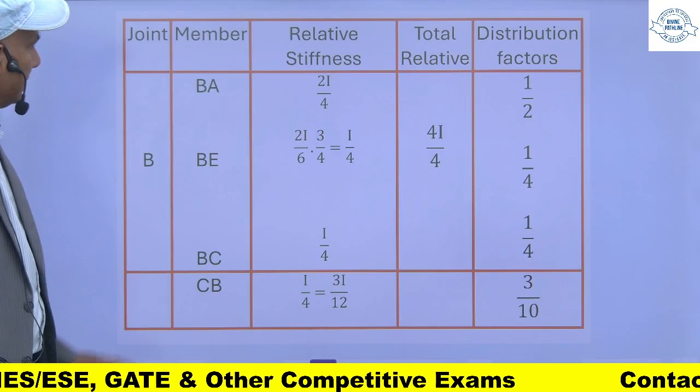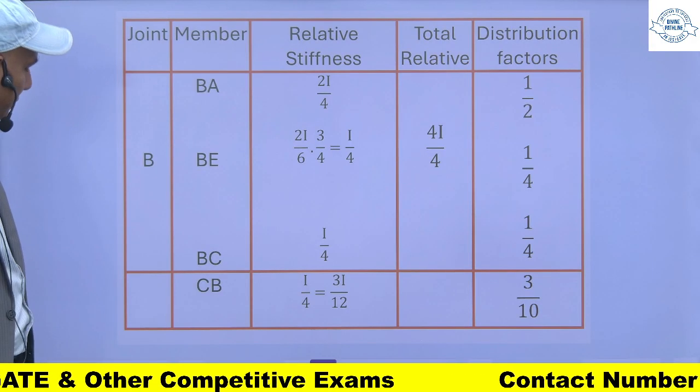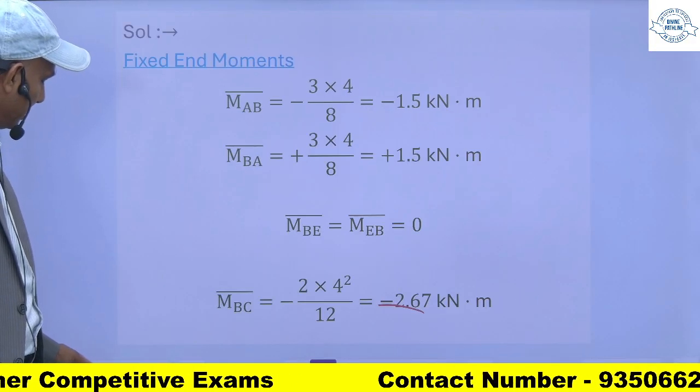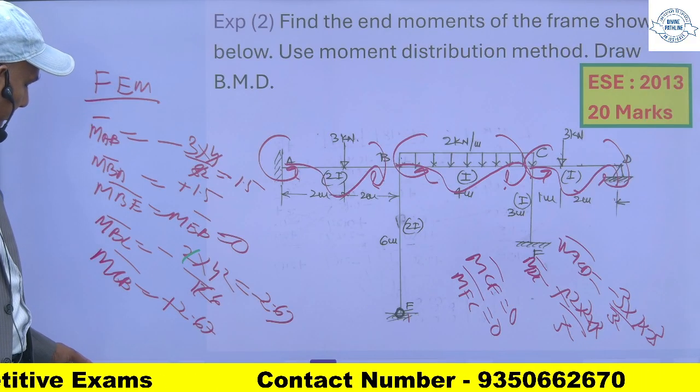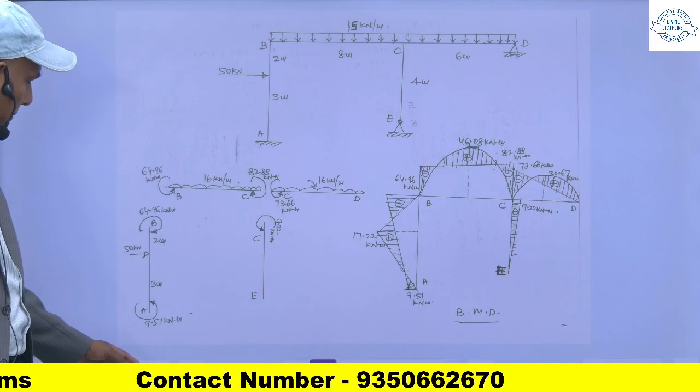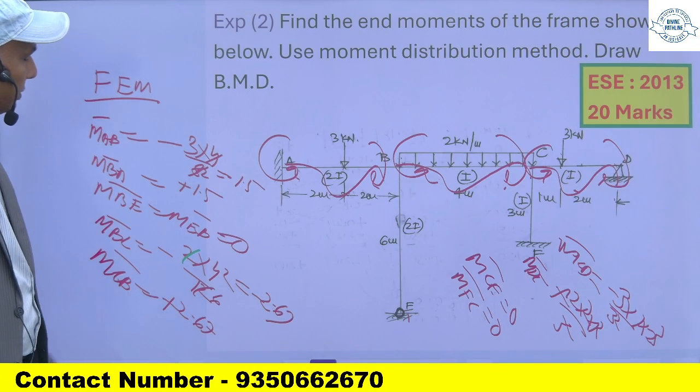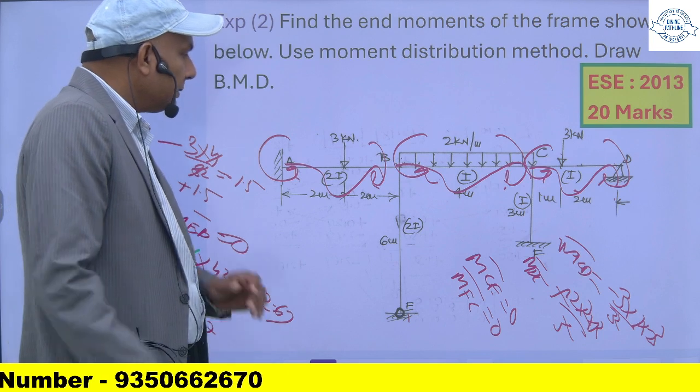So now there is a table. This is a distribution table. So distribution table you can make.